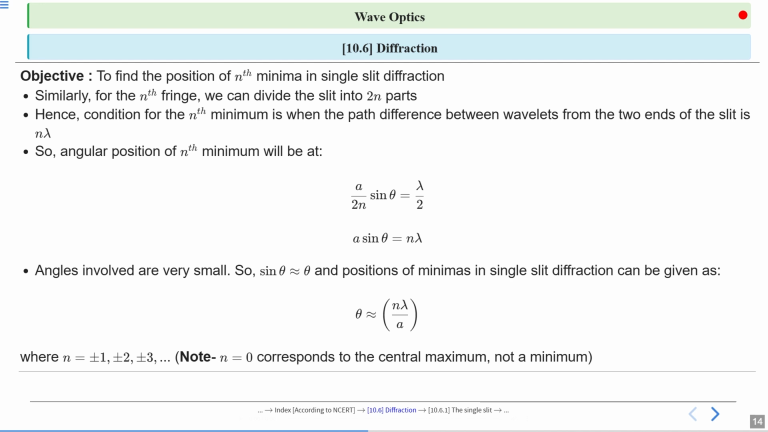It's important to note that n can be a positive or negative integer, like plus minus 1, plus minus 2, plus minus 3 and so on. However, n equal to 0 corresponds to the central maximum, and n equal to plus minus 1 corresponds to the first minimum. Okay, and n equal to 0 corresponds to central maximum, not a minimum.